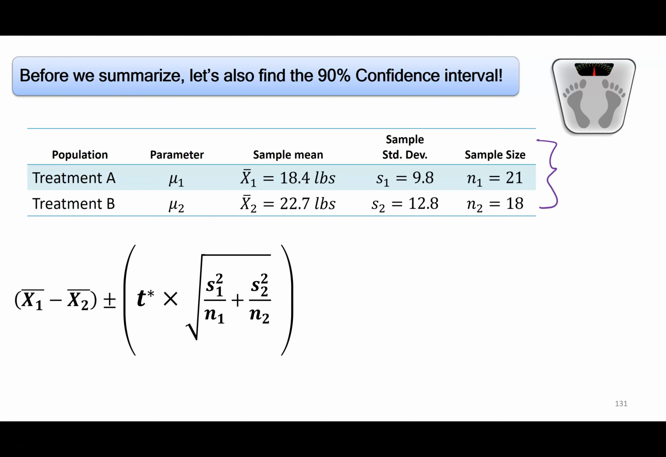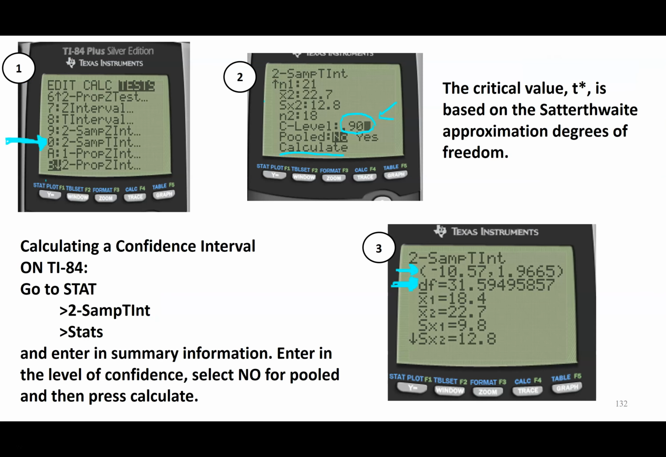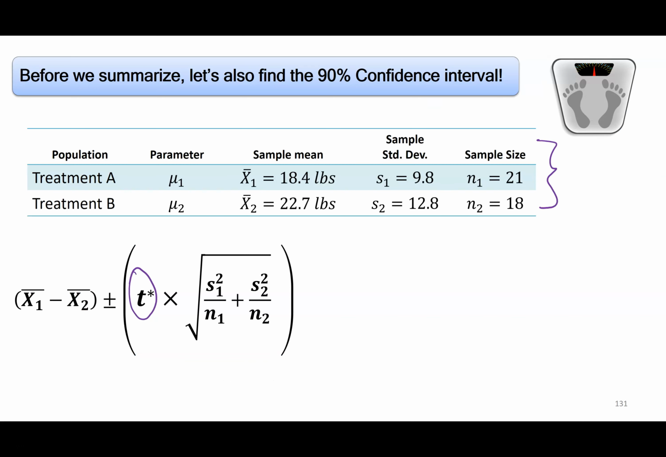So we need all this information again. We will need a t-star. So looking back, okay, I'm going to want to look at a 90% confidence interval and degrees of freedom 17. This means my t-star for a 90% confidence interval is 1.740 or 1.74. So t-star is 1.74. I now have everything I need to plug into here.